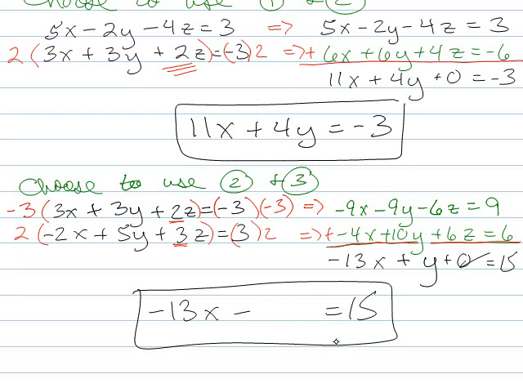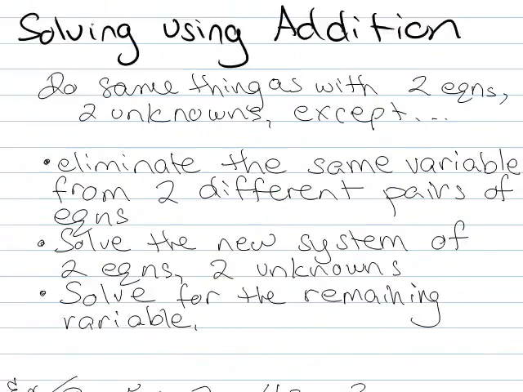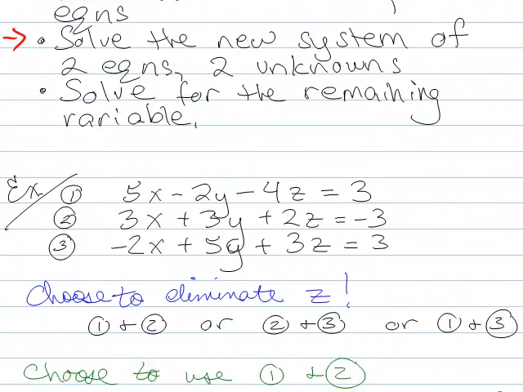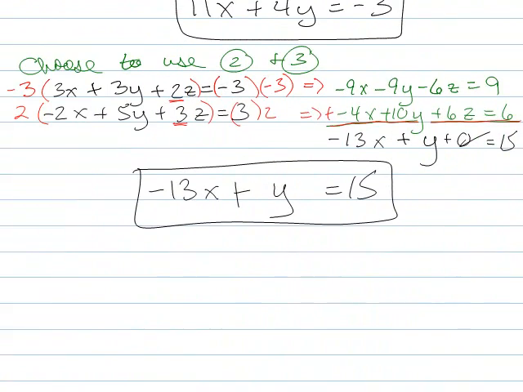All right, so I've got 13x minus y, or plus y. I'll get it there. Minus 13x plus y equals 15. Okay, so that's what we've just done. We did this part. Now we're going to be on this part. Now we have a new system with 2 equations, 2 unknowns, and we can solve for x and y.